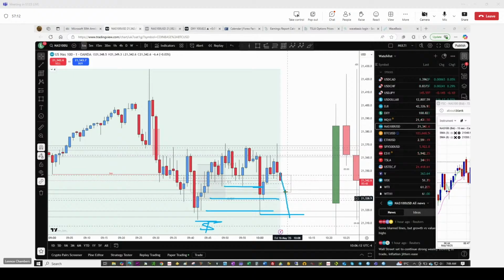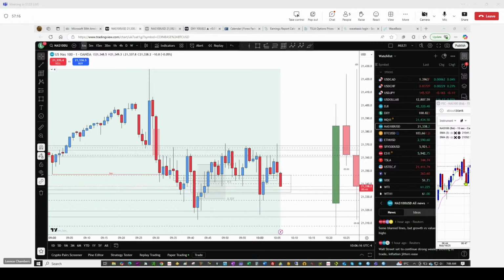Okay, so we're getting a pullback here now. Let's see how far we come down. They have messed up the structure here because they did take out the high. So everything's a little bit messed up. There's a likelihood that we could see them take out this low and maybe this one as well. So everything's kind of changed in here.